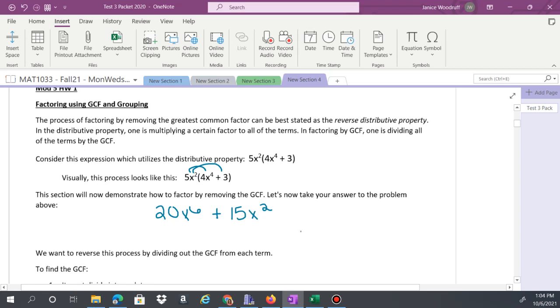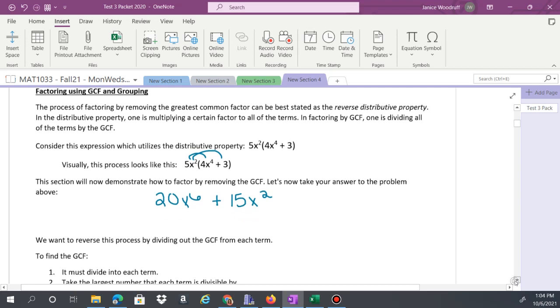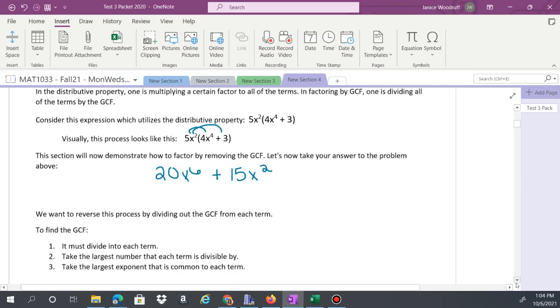So what we're going to do is demonstrate how to factor by removing, so just basically going backwards, going from this expression, 20x to the 6th plus 15x squared, back to this 5x squared times (4x to the fourth plus 3). So we are going to work on finding the GCF.